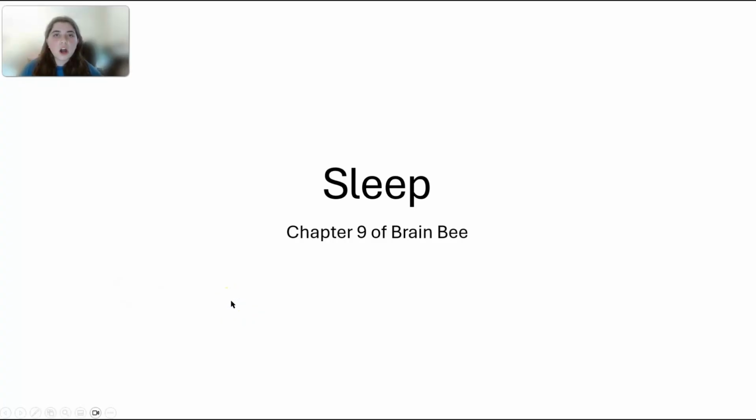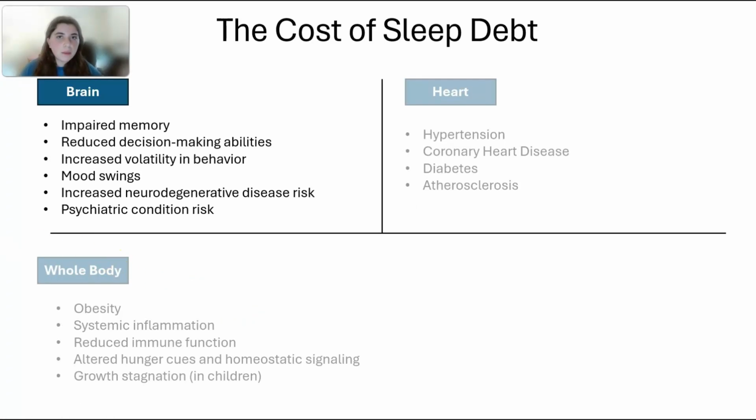However, before I talk more about the mechanics of sleep in the brain, I want to briefly dive a little bit into the actual cost of sleep debt, because I think we all know vaguely that sleep is important, but I do want to make it very concrete what sleep debt can actually do to your body, especially if it's chronic. So, first, in the brain, I think we've all experienced this before, but when you're tired and you didn't get enough sleep, you tend to have impaired memory, reduced decision-making abilities, and your behavior tends to be a little bit more irrational, and you are more susceptible to mood swings in general.